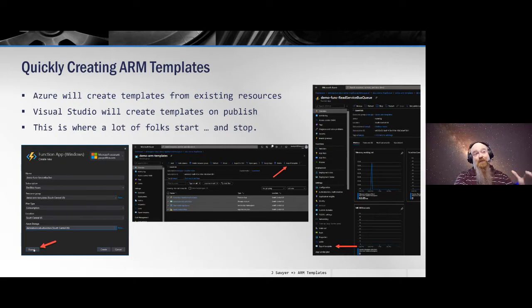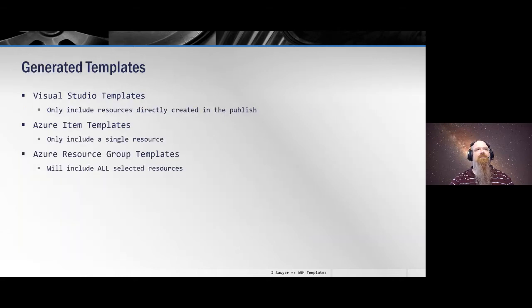But if you do that, Visual Studio will very happily export an ARM template for you when you go ahead and publish whatever it is that you're publishing, whether it's a function app, web app, whatever. It will create an ARM template for you. Now, this is where a lot of folks start with ARM templates, and this is also where a lot of them stop. They don't go really much further than this.